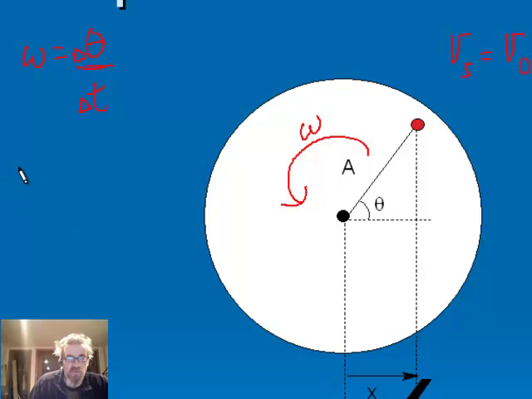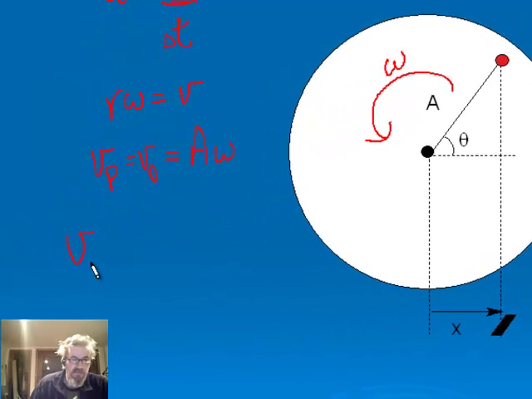Here's another thing we know. We know that r times omega in general is equal to velocity. Applying that to here, that means velocity of the pin, or v naught, is equal to a, because that's our radius, times omega. But omega is delta theta over delta t, so that means the velocity of the pin, or the maximum velocity here, or the shadow, is equal to a times delta theta over delta t.